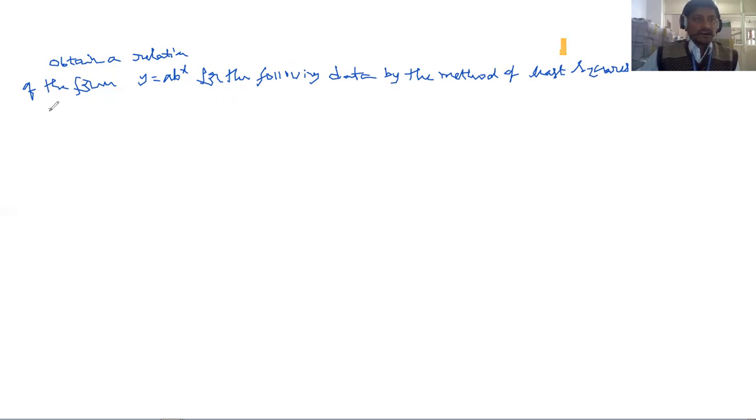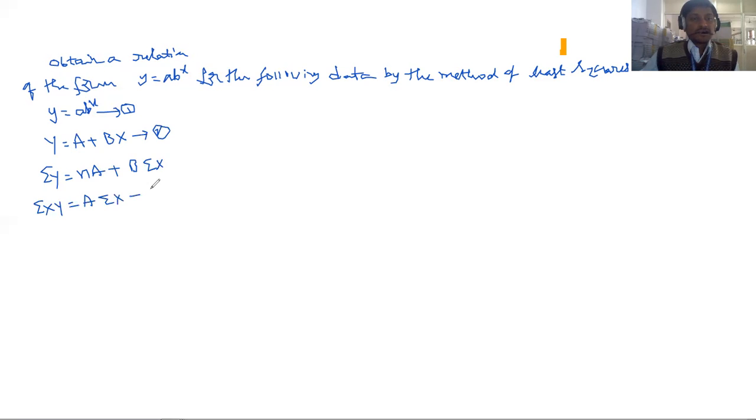Let the given exponential curve be y is equal to a b power x, and let it be taken as 1. Taking log on both sides, we need to compare that one with the straight line y is equal to a plus bx, and we are choosing this equation 2. Next, immediately we are writing summation y is equal to na plus b summation x, and then the normal equation summation xy is equal to a summation x plus b summation x square. So these are the two normal equations we are using for getting the values of capital A and capital B.